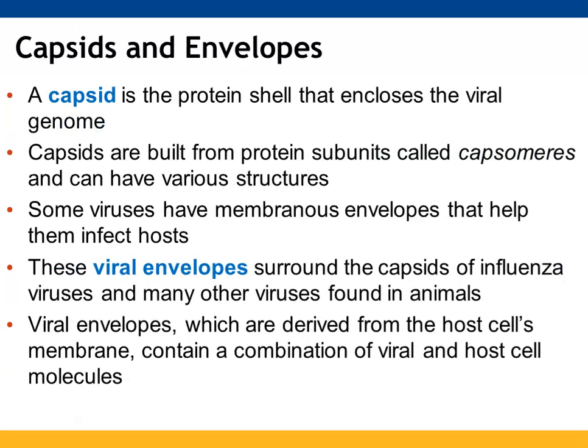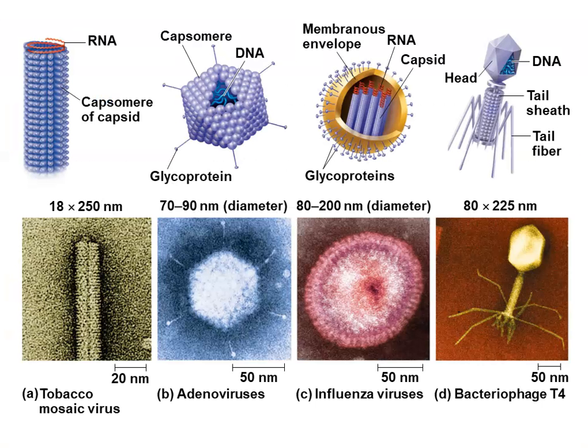So capsids are the protein shells that protect that viral genome. They are built from capsomeres, which are protein subunits that can come in all sorts of structures. And again, some viruses will have those envelopes that do provide them with an easier way to enter cells to infect their host. The viral envelopes are found around influenza capsids, along with many other animal viruses. These envelopes are developed in part from the host cell's membrane, but they do have viral molecules along with host cell molecules making them up.